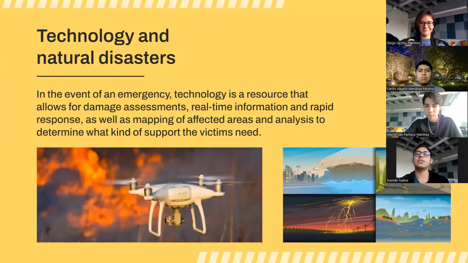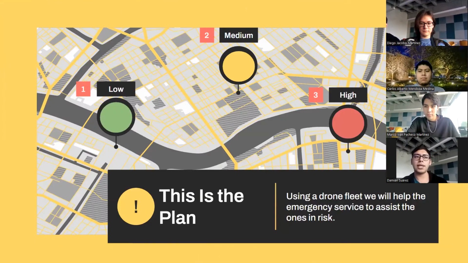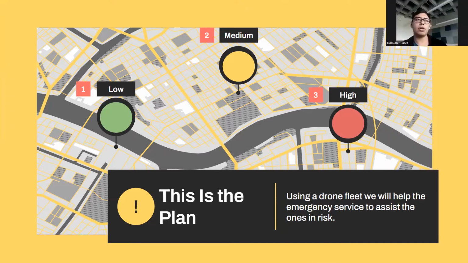So technology and natural disasters. In the event of an emergency, technology is a resource that is very helpful for damage assessment, for real-time information and rapid response, as well as mapping affected areas and analysis to determine what kind of support the victims need. And that last part is going to be really important for our project because our plan is to deploy a fleet of drones to a place where there has been an emergency, where they can, with the help of an app, declare their location and their severity so that the services may provide help for those who need it and prioritize the ones that are more important.